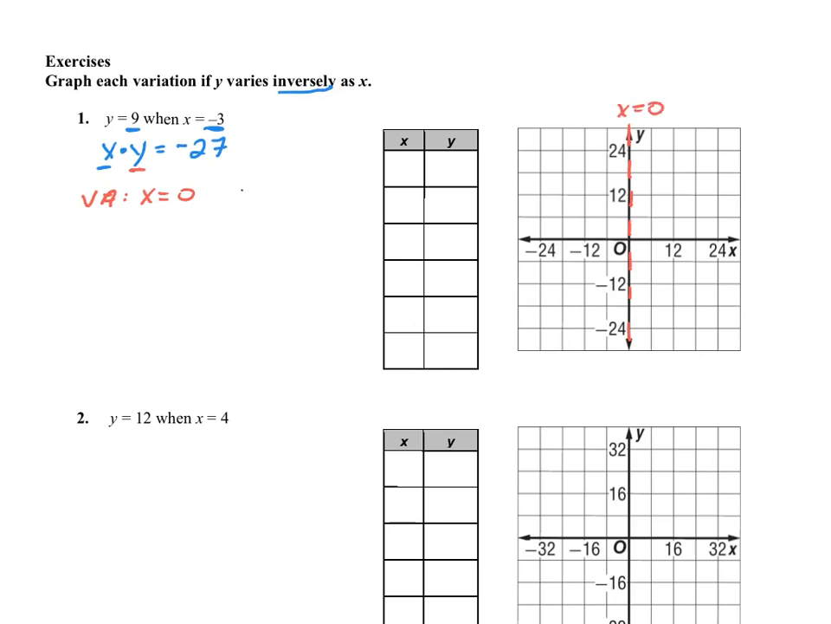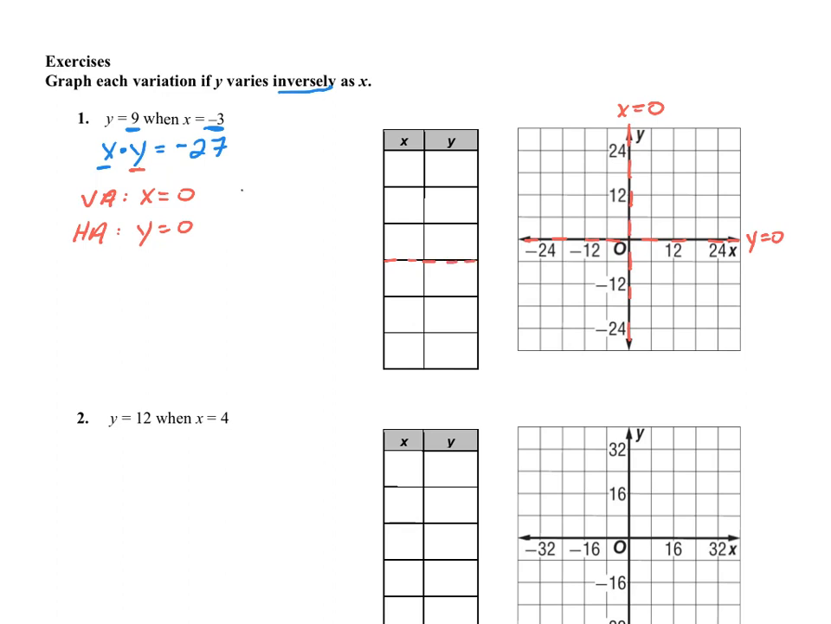And my horizontal asymptote is going to be all of the places where if y is equal to 0, there are going to be absolutely no x values that make that equation true. So that means I've got a horizontal asymptote at y is equal to 0. So that kind of sets up a little skeleton for the rest of my graphs.